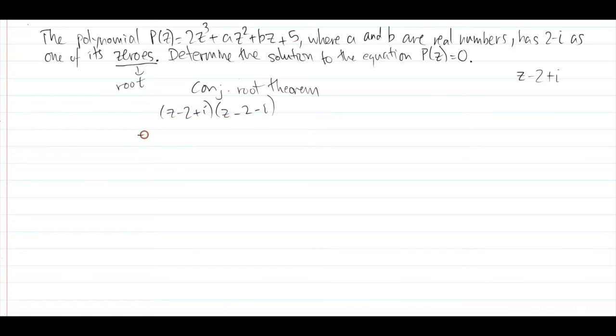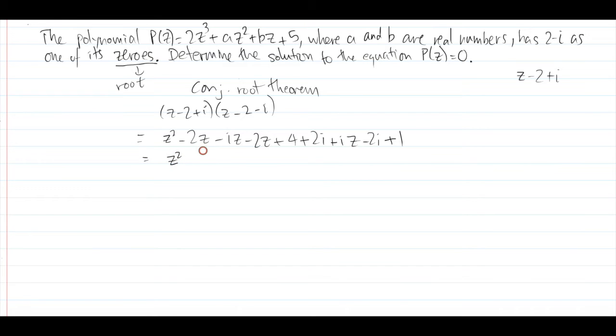So over here we have two factors already. What you want to do is expand this. So we'll do some expanding. z times z, z squared, then minus 2z, minus iz, and we've got plus 4 plus 2i, plus iz, minus 2i, and we have minus i squared. So i times negative i is minus i squared. i squared is negative 1, so negative of negative 1 gives us plus 1.